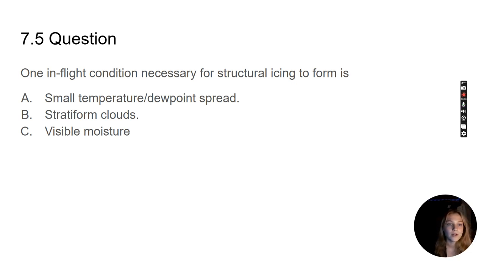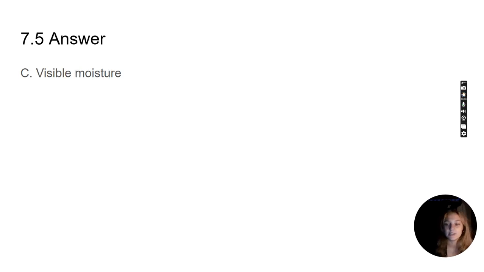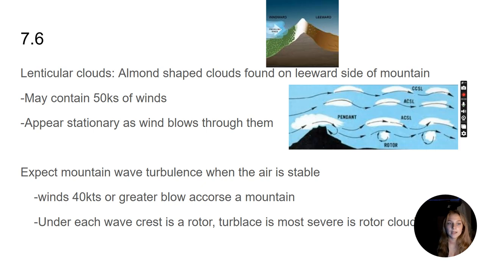Okay. One in-flight condition necessary for structural icing to form is small temperature/dew point spread, stratiform clouds, or visible moisture. And the answer is C, visible moisture. There's always going to be visible moisture. You're always going to be going through clouds or hail or rain or something, okay?